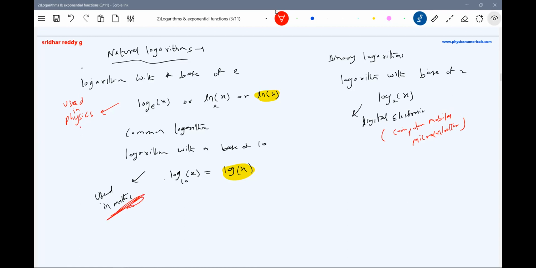Why that e? Again, what does e represent? Most of the physical quantities that vary with time or with position will vary exponentially, either increasing or decreasing. That's why this will be widely used in physics.